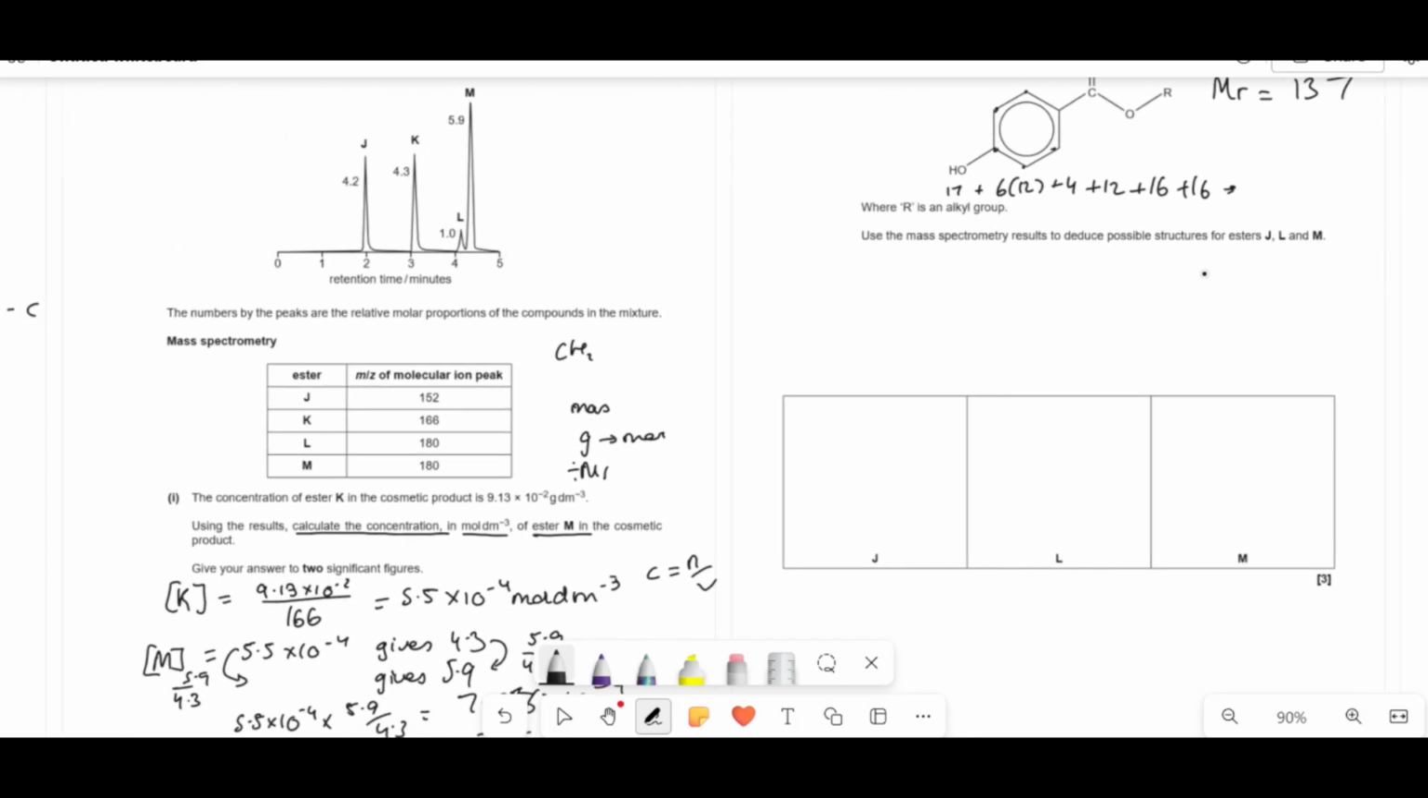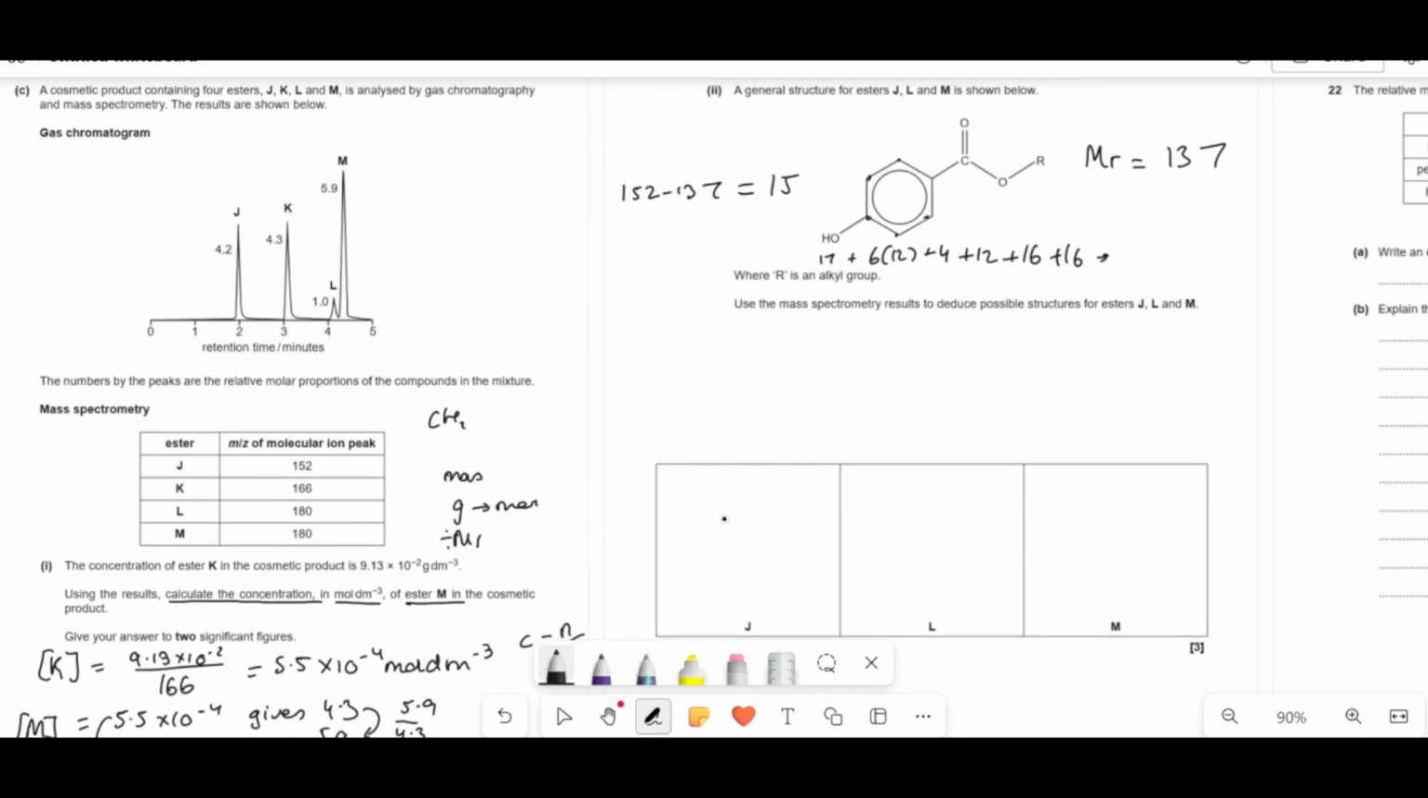Then we just look at J, L, and M and see what's different. 152 minus 137 gives 15. Now 15 is most likely a CH3, so the R group is CH3. So you just draw the entire thing again, same as this, HO, C double bond O, O, and then CH3. So that's that one done. Now L is 180 minus 137, which is 43. They've also told you R is an alkyl group, so it's only made of CH2s and CH3s.